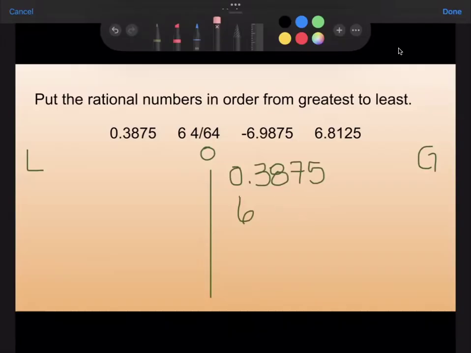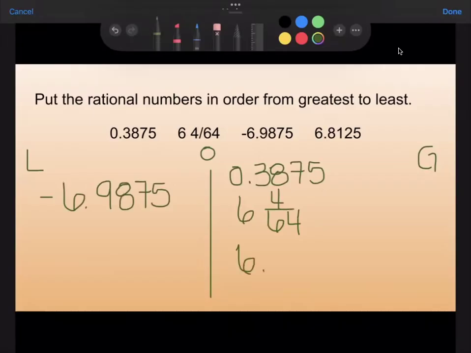And here, I'm going to rewrite that because I really don't like writing fractions that way. 4 over 64. Then negative 6.9875 is the only one over here in the negative zone. And then over here, we have 6.8125. Okay, so like I said, the negative one, there's only one of those, so that's going to be the least. When I look at the other three, I see a 0 in the ones place, a 6, and a 6. So 0 in the ones place is going to be less than 6 in the ones place. So this one has to be the next one in the order right here.